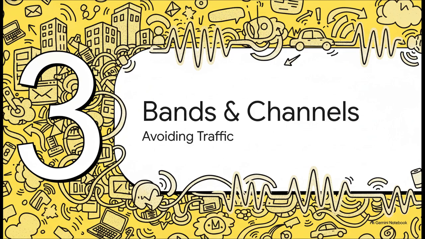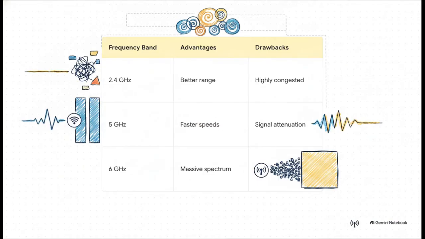All right, moving on to Section 3. Bands, channels, and avoiding traffic. Now that our radio waves are packed with data, let's look at the wild physical environment they have to navigate. It's a busy place out there. Wi-Fi operates across different frequency bands, mostly 2.4 gigahertz, 5 gigahertz, and recently 6 gigahertz. And it's all about trade-offs.